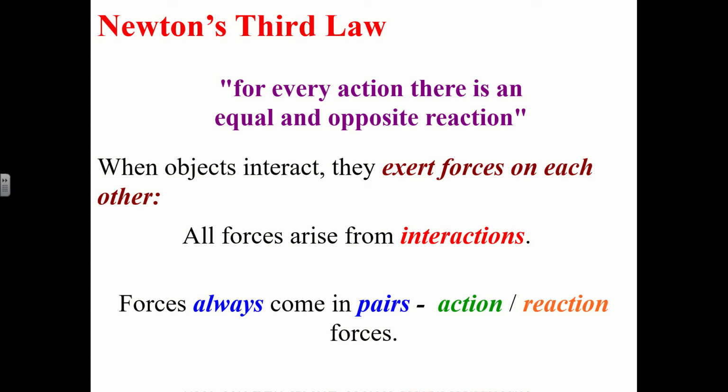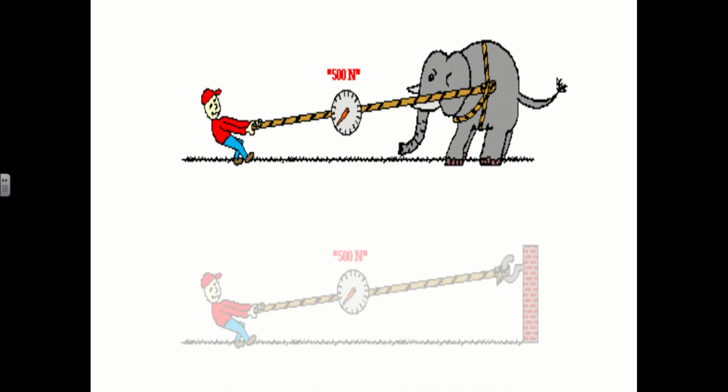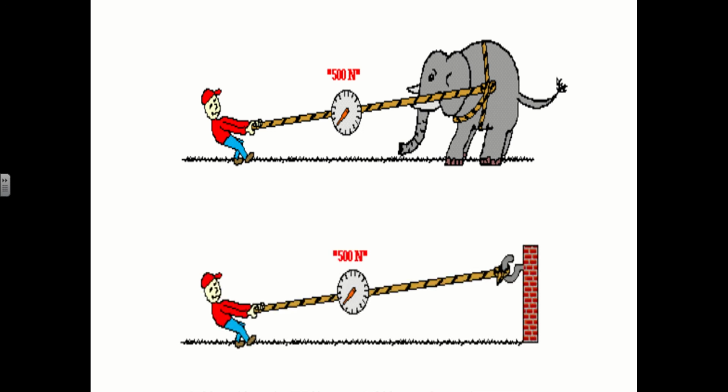If you push on your table right now, your table pushes back on you. If you pull on a rope right now, there's a force of friction that pulls back on the rope. There's always some kind of push and pull when we have these forces, some kind of action and reaction. We call them action and reaction forces. So if I'm pulling 500 newtons on the elephant, the elephant's also pulling 500 newtons on me. Same thing with the wall. If I'm pulling 500 newtons of force on the wall, it seems weird, but the wall is also pulling me with 500 newtons of force. It's the same type of force. This is the action, and the elephant and the wall are the reaction in this case.